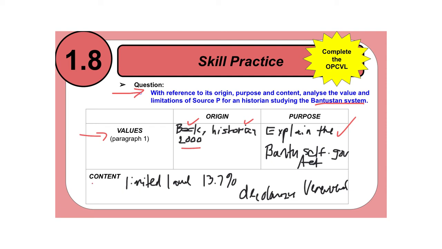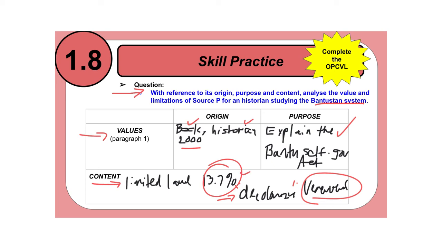And the content talked about the limited amount of land and gave some statistics. It talked about 13.7% of the land that was left over was actually used. It also talked about how Prime Minister Verwoerd, is how you pronounce his name, talked about decolonizing, so he was even using that term. So it actually gave specific terms and evidence.